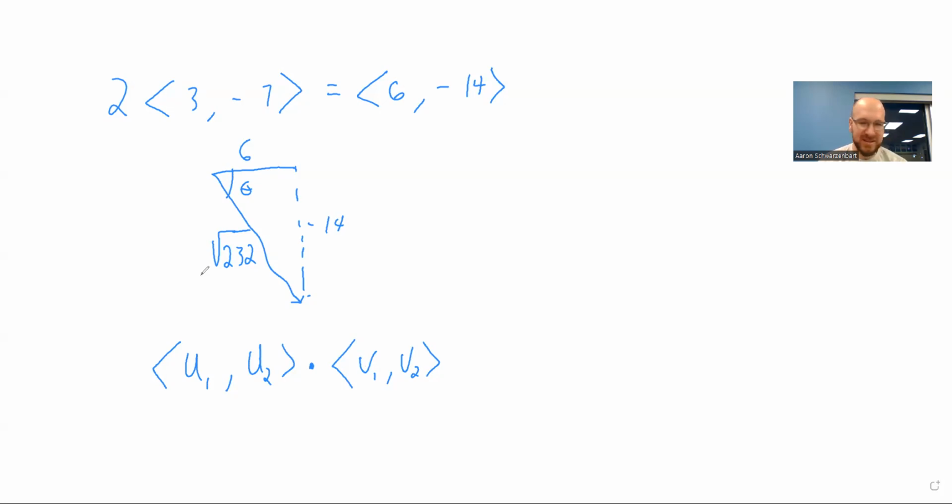Okay, and this is going to equal, you take your numbers, because remember u1 and u2 are just X components. You multiply your X components and you multiply your Y components and you add them together. That's a dot product. Okay. Let's do an example of one of those, and then we'll talk about some of the rules.